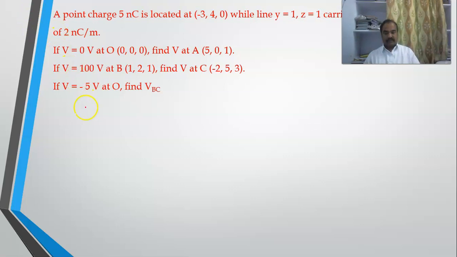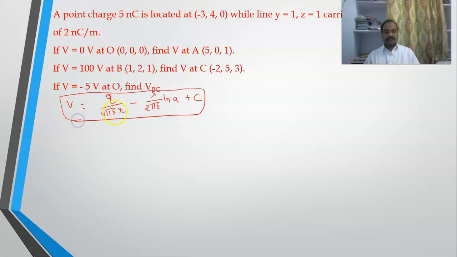So let me write this equation once again. V is equal to Q by 4 pi epsilon into r minus lambda by 2 pi epsilon into ln a plus some constant, right? So this is the expression. Now question number 1: V is equal to 0 volts at this point, at O (0, 0, 0).